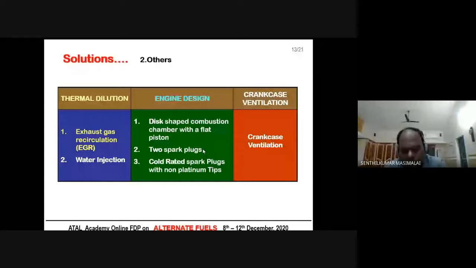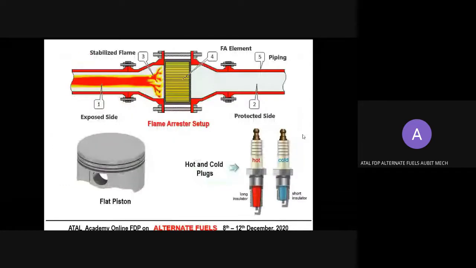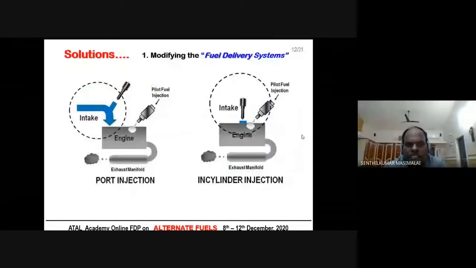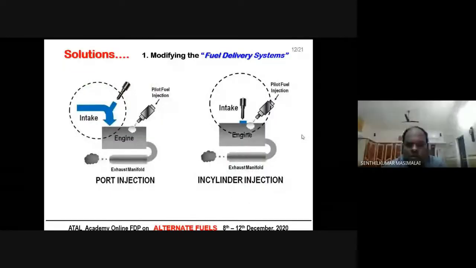Sir. Yes. Okay. So now only it is moving. Our slides are not scrolling. That's why I asked you, sir. No problem, sir. You can continue, sir. Yeah, it is now scrolling, sir. Okay, sir.